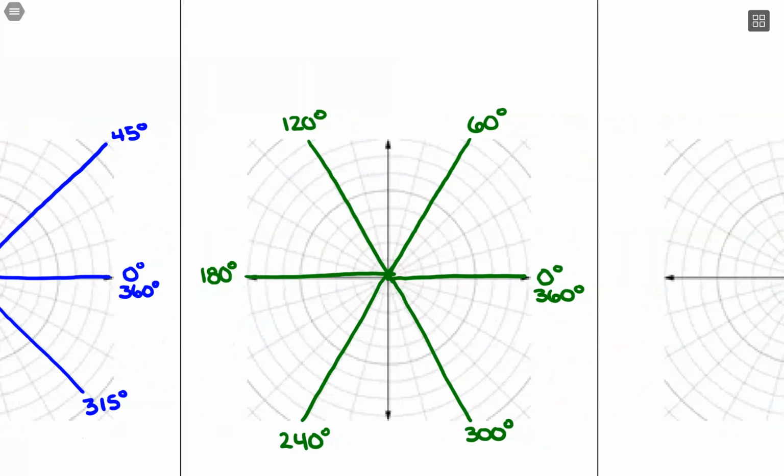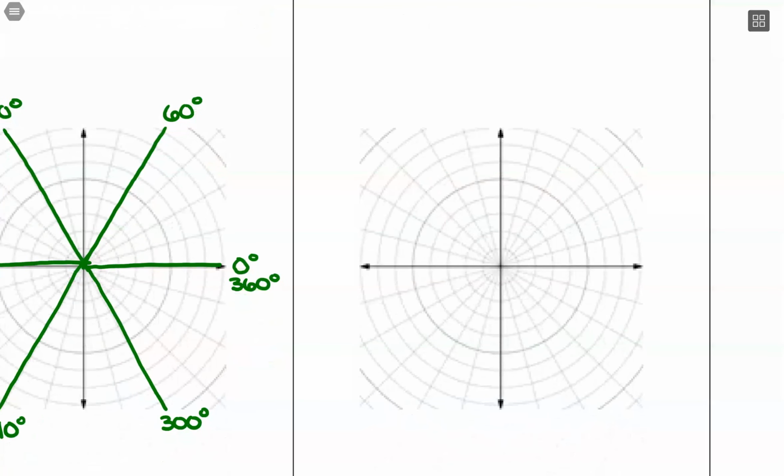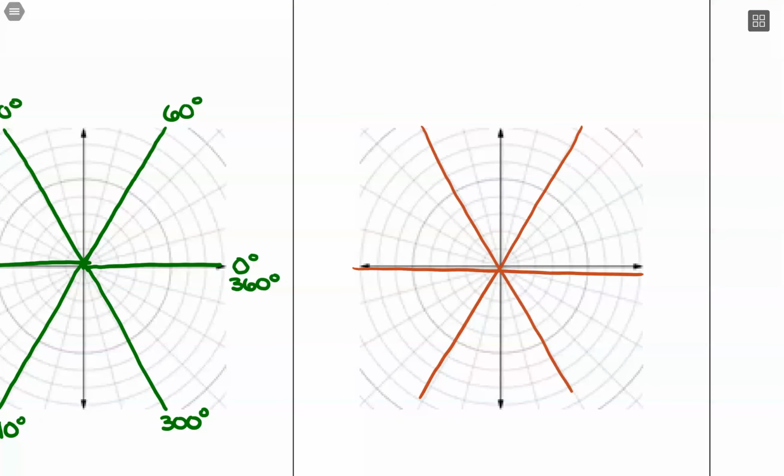To go into more detail with this, what if we took 60 and cut it in half? What if I wanted to know this measurement right there? And the same thing between 60 and 120, and between 120 and 180. That's going to give us these increments of 30 degrees. Increments of 30 degrees take what we did for 60 and give us even more detail by cutting in half, and cutting in half again.